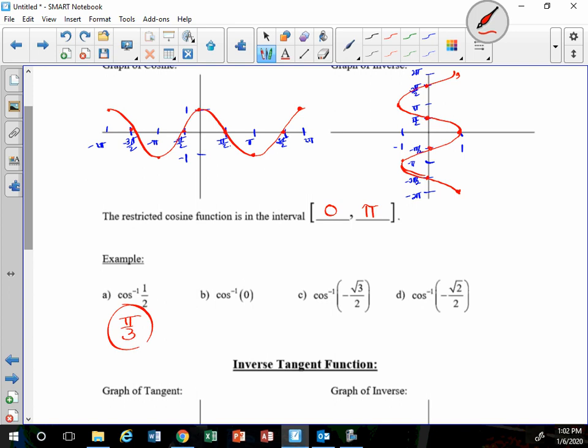All right, guys, next one, inverse cosine 0. I am asking you what angle has an x value of 0? Pi? No, that x value is negative 1. Yes, pi over 2. Good recovery.